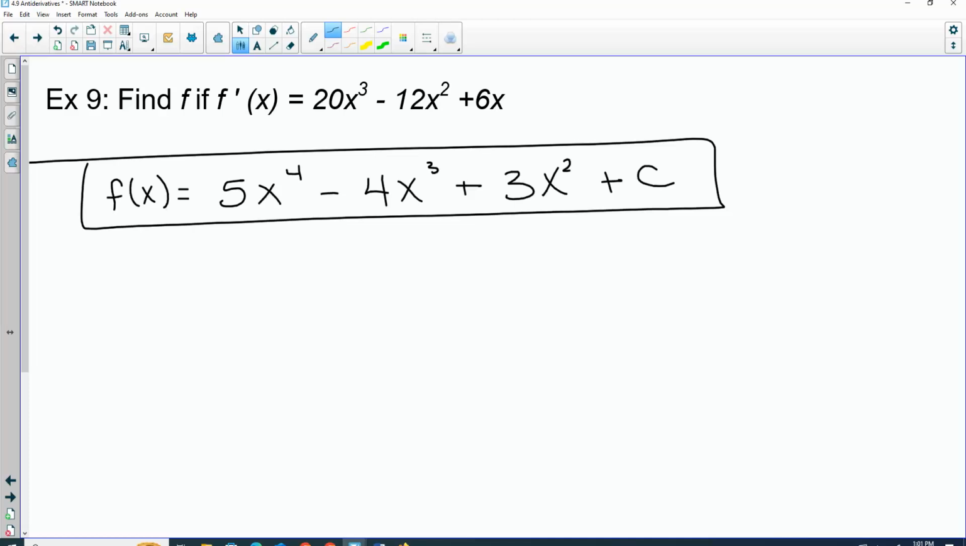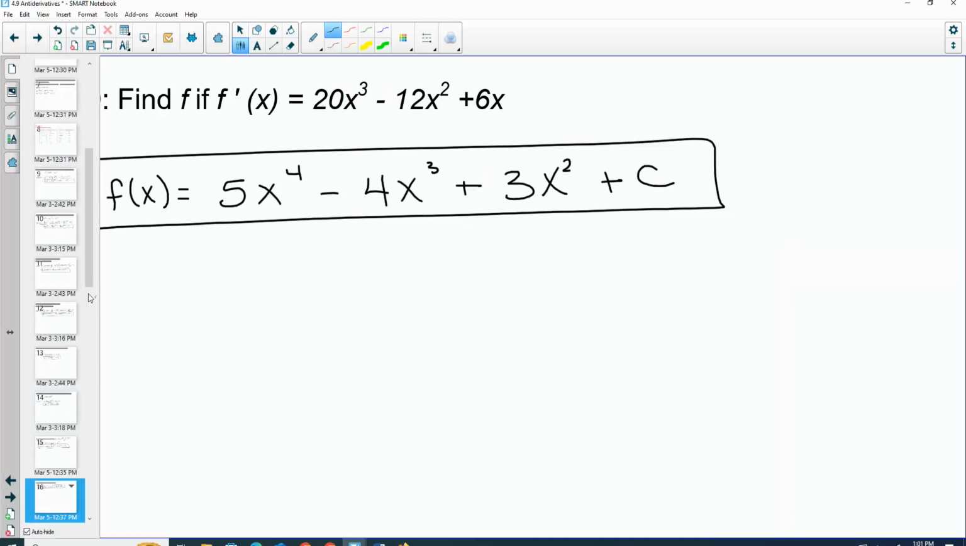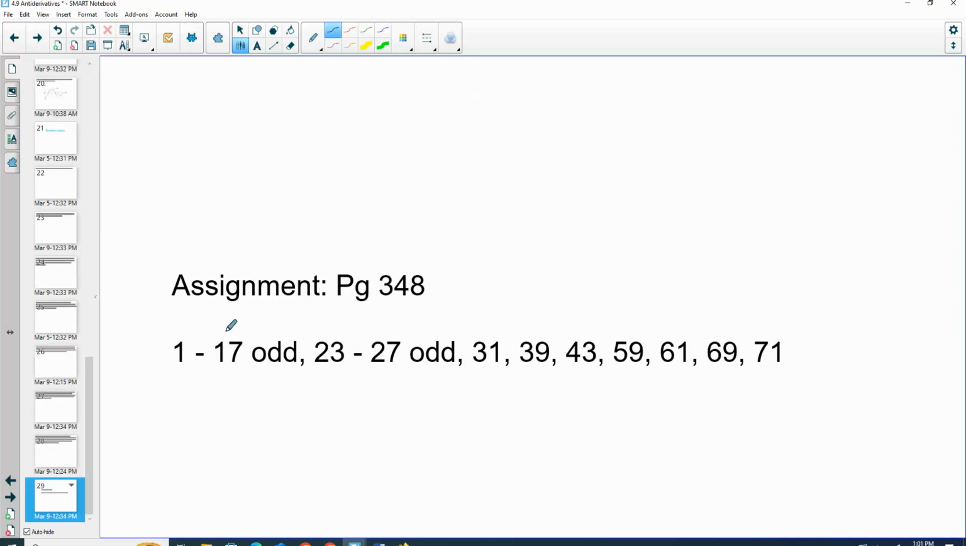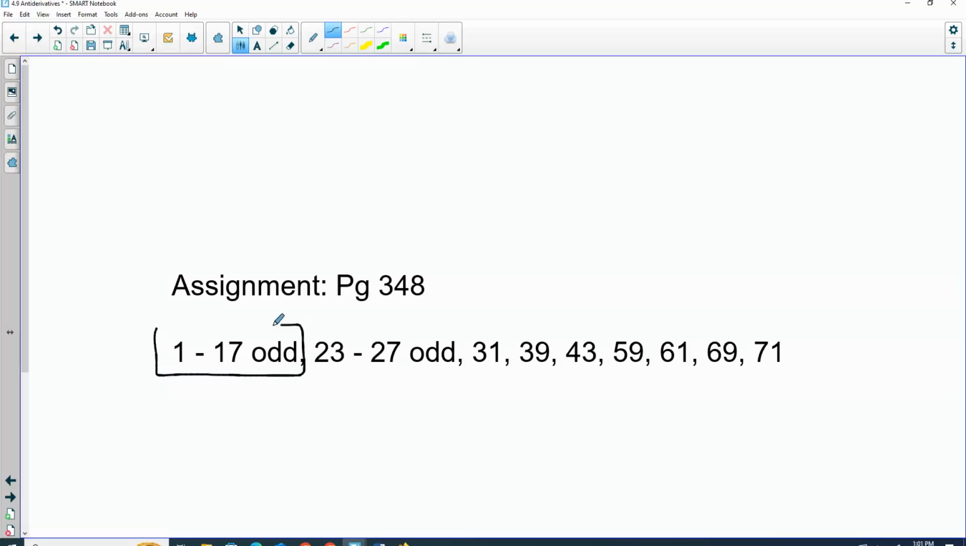Are these okay? Alright, so, homework time. I want you to do 1 through 17 odd. My book's gonna get waterlogged. I bet Carson doesn't have his book.